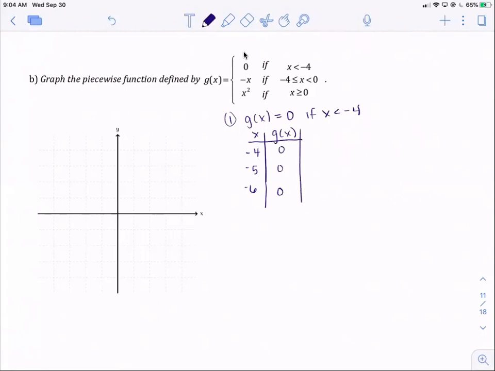Our ordered pairs are going to be -4, 0, -5, 0, -6, 0. And then our first ordered pair, since it's less than, it's going to have an open dot. So I'm going to go over on our graph. At -4, 0, we have an open circle. And then our graph is going to continue going to the left as a horizontal line.